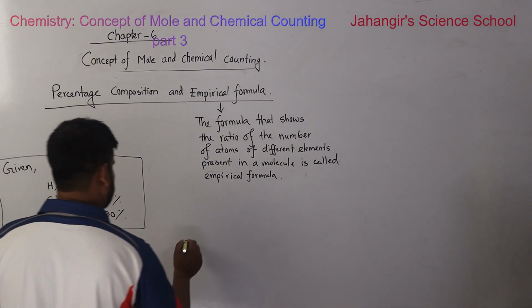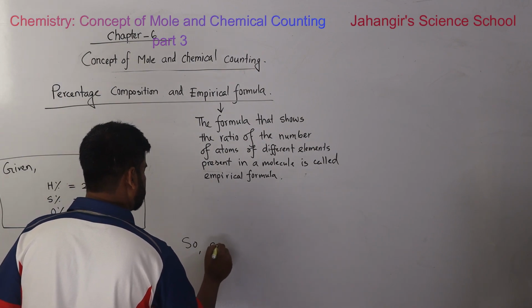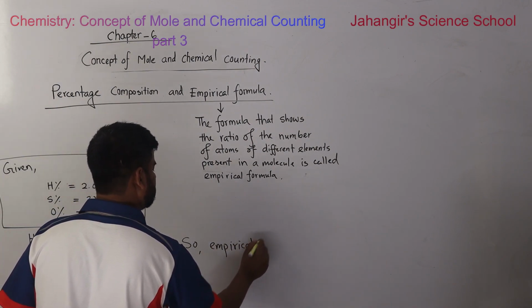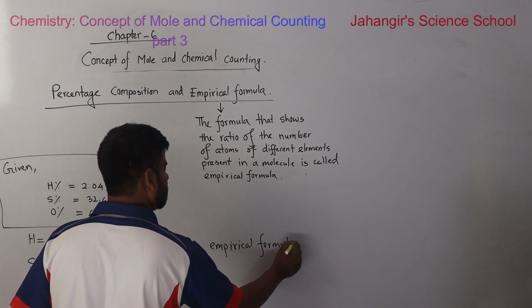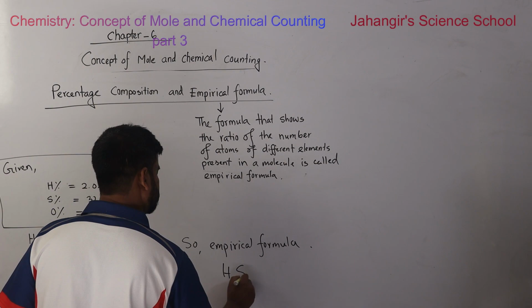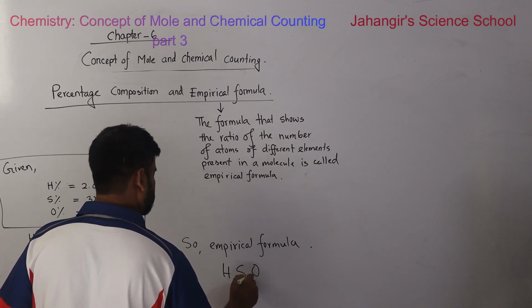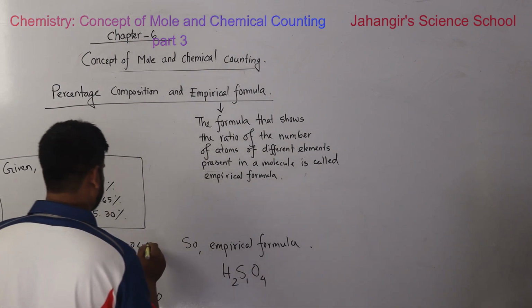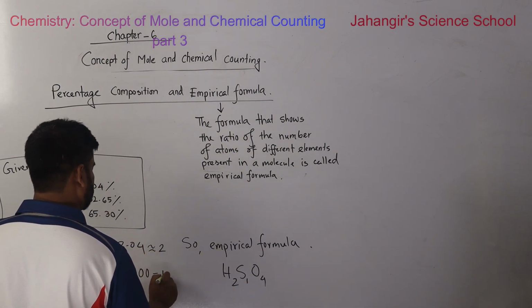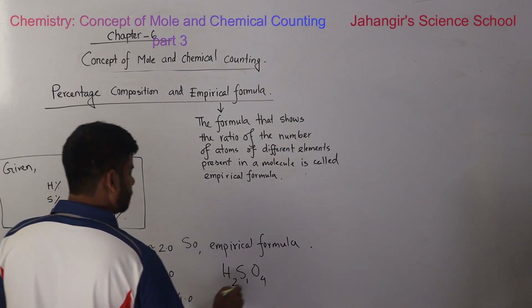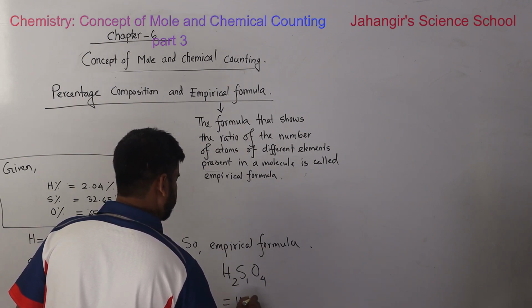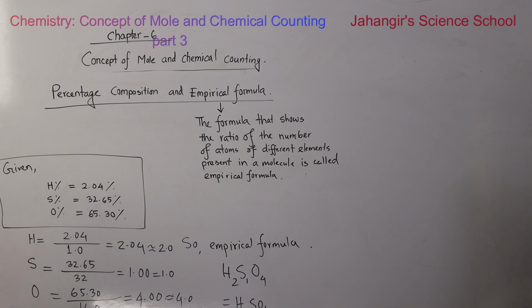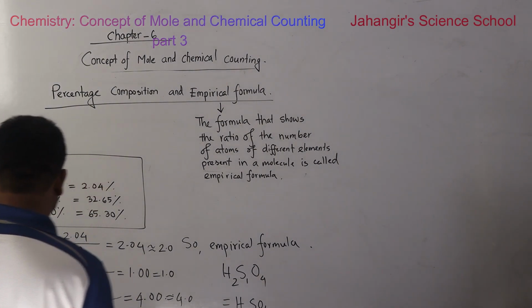So the empirical formula: the ratio is 2, 1, 4, so H2SO4. This is the empirical formula of this compound. By using this technique, we can calculate the empirical formula from percentage composition.